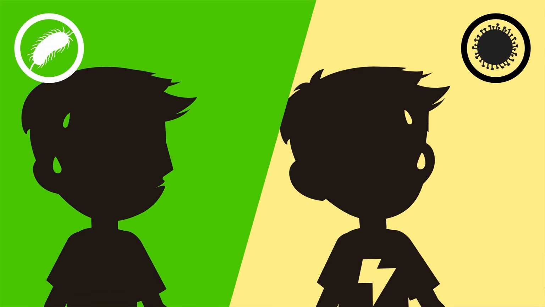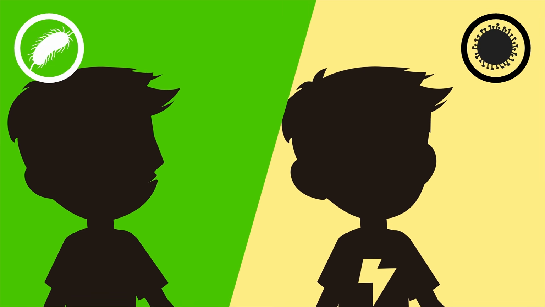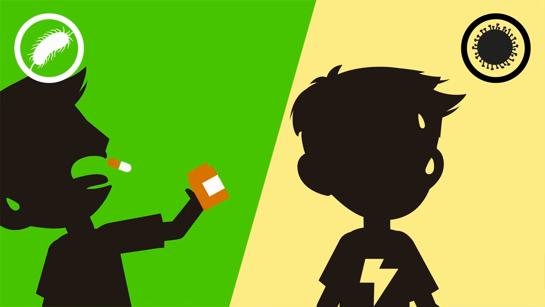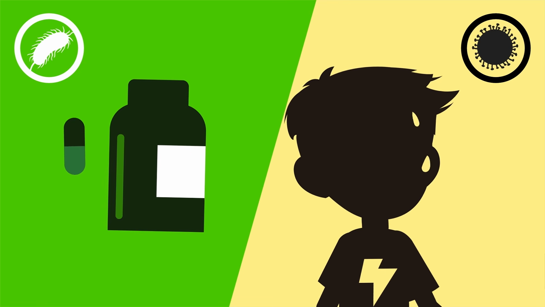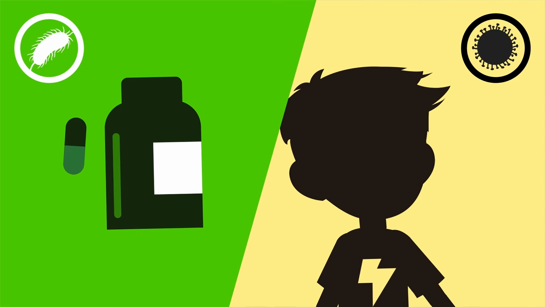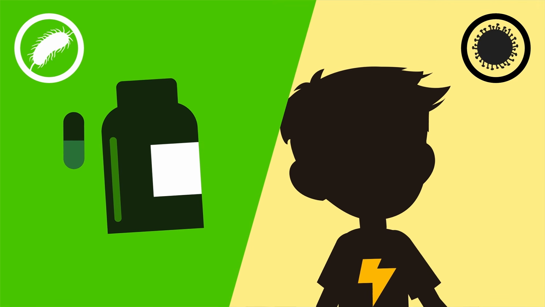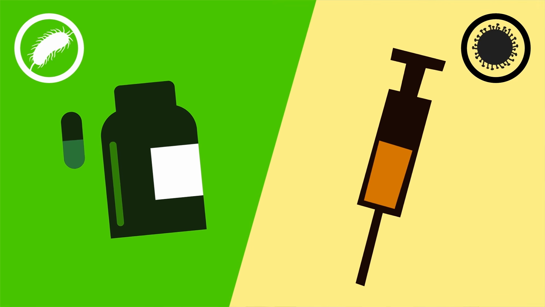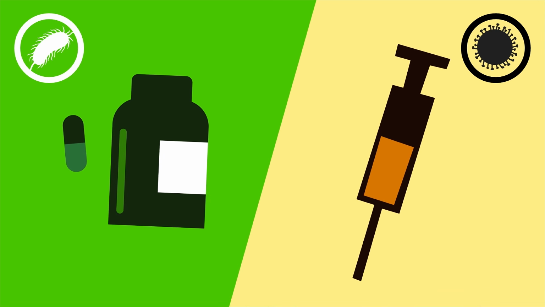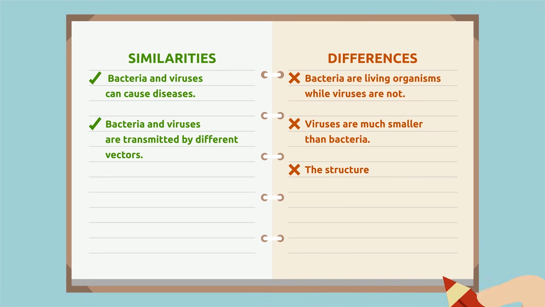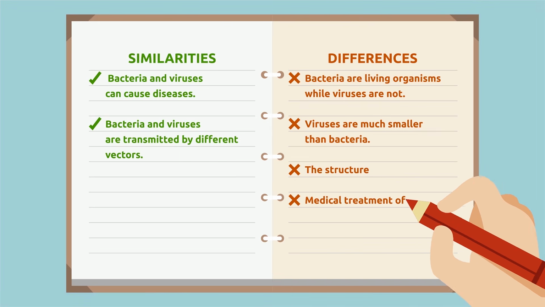To cure diseases caused by bacteria, it is necessary to take antibiotics. However, the best means to fight a disease caused by a virus is a vaccine. Vaccines help us to prevent diseases caused by viruses. The last difference to note down: medical treatment of diseases.